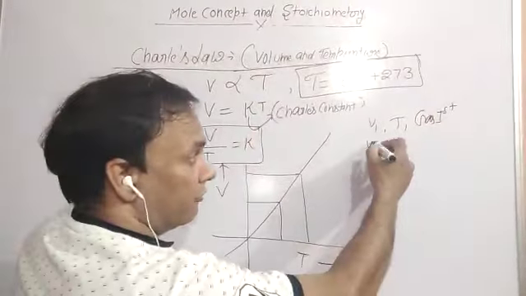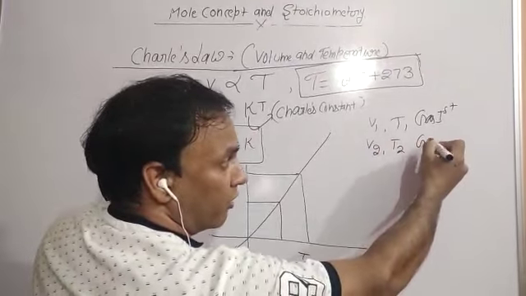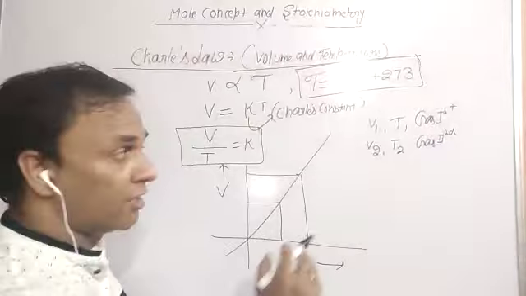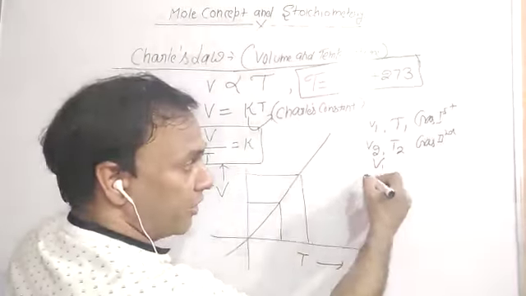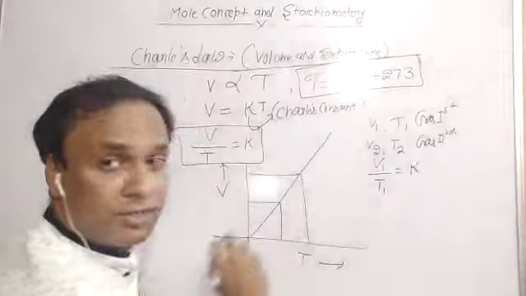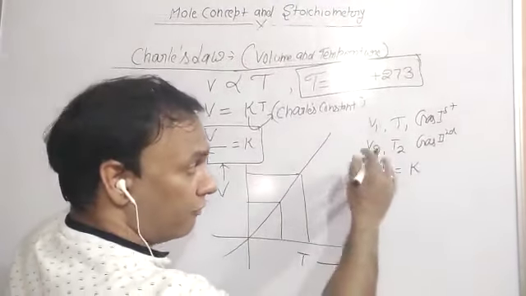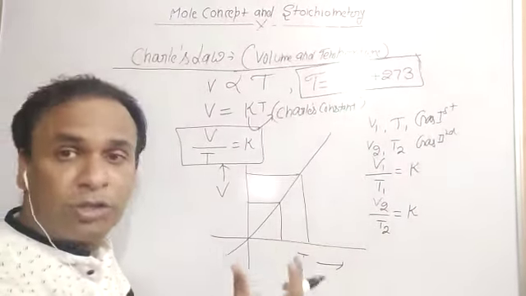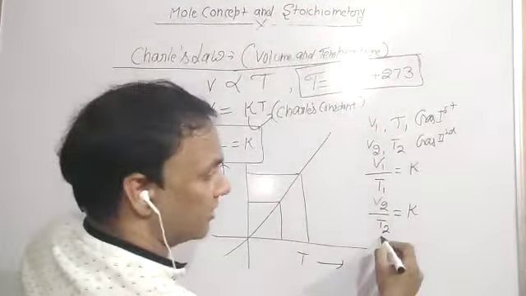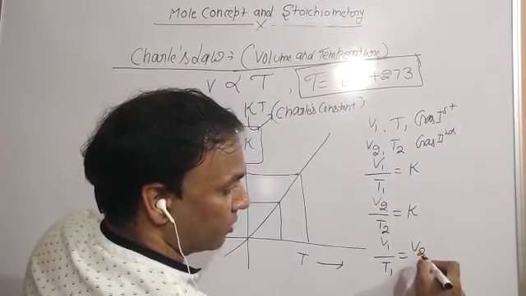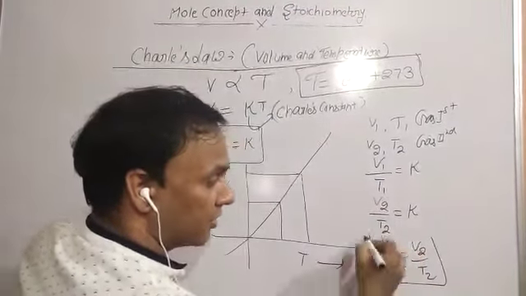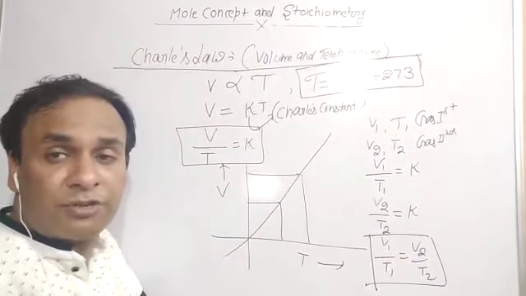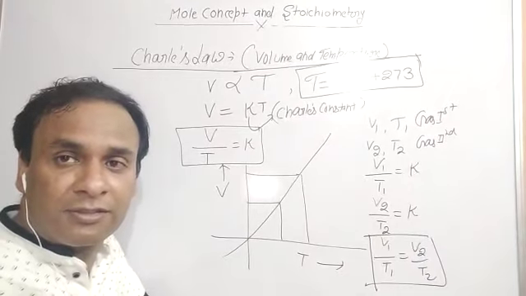Clear? And V2 and T2 for gas second. That means for gas first, the ratio V1 upon T1 is equal to a constant. Similarly, for gas second, V2 upon T2 is equal to a constant, but both constants are the same. That means V1 upon T1 is equal to V2 upon T2. This relationship is also called Charles' relationship. With the help of this relationship, we can solve the numericals.